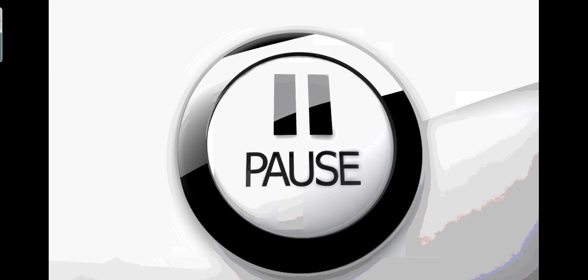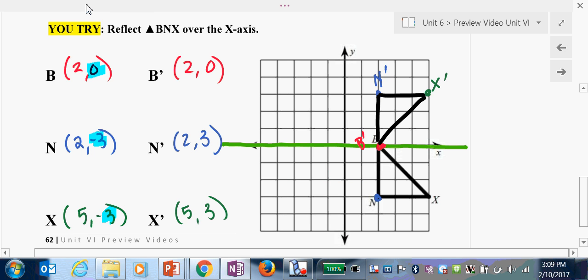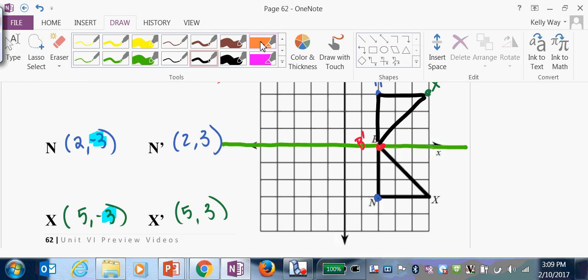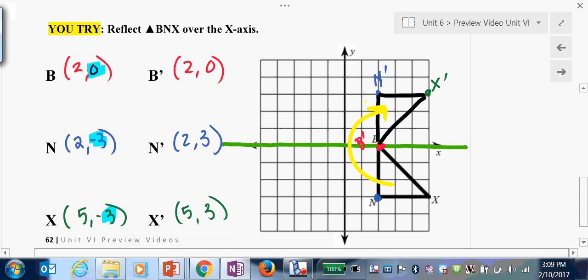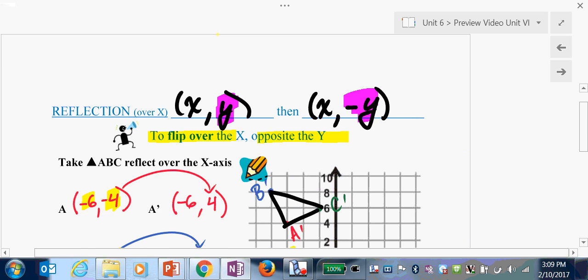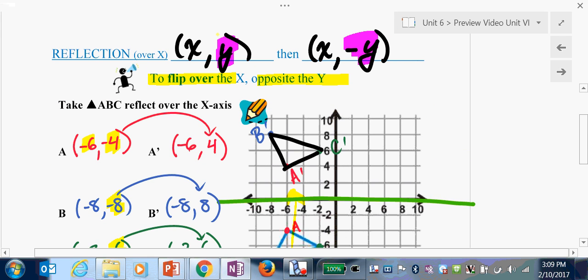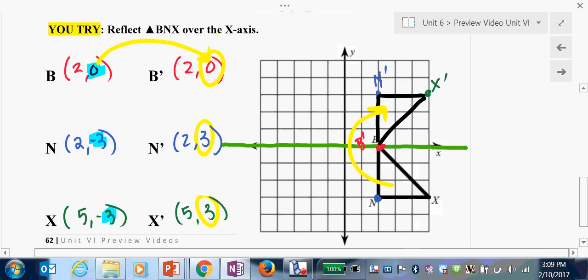Alrighty, folks, let's see how you did here. Going this way, you should have your coordinates, same coordinates we've been using, and now you flipped across the x-axis, so you had to opposite all the y coordinates. Some of you may have thought, what's going on with the 0? Well, you can't opposite 0. So if you have 0, it just stays 0. So once again, to flip over the x, you opposite the y.